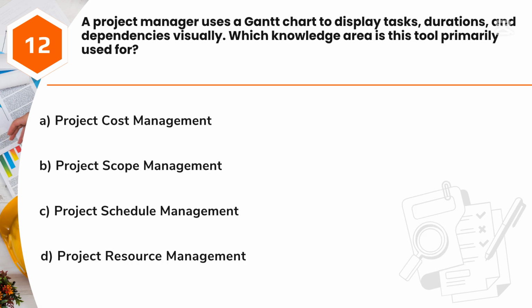Question 12. A project manager uses a Gantt chart to display tasks, durations, and dependencies visually. Which knowledge area is this tool primarily used for? A. Project cost management. B. Project scope management. C. Project schedule management. D. Project resource management.